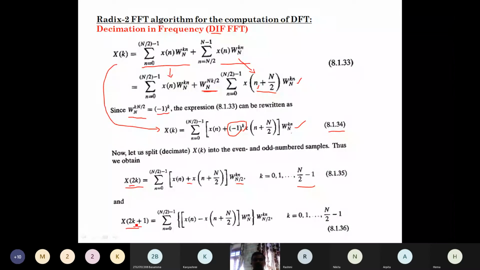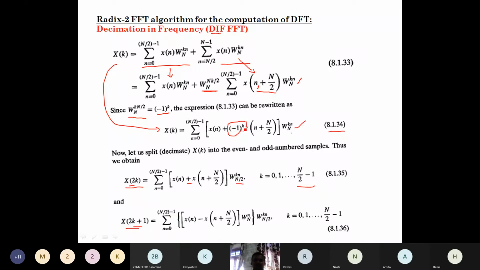For all k values, the element you are going to extract is purely odd elements. When k is 0, you are going to get x of 1. When k equals 1, x of 3, x of 5, x of 7, and so on for all k values from 0 to N by 2 minus 1. So therefore, the summation becomes n equal to 0 to N by 2 minus 1, once again, x of n.